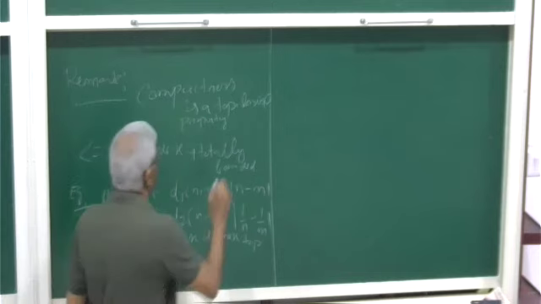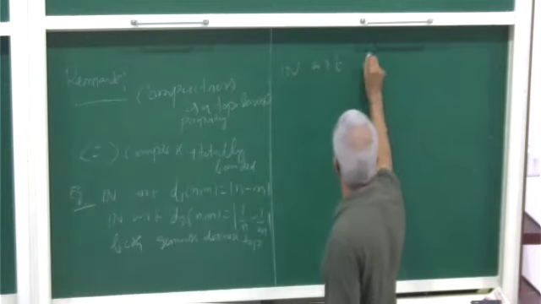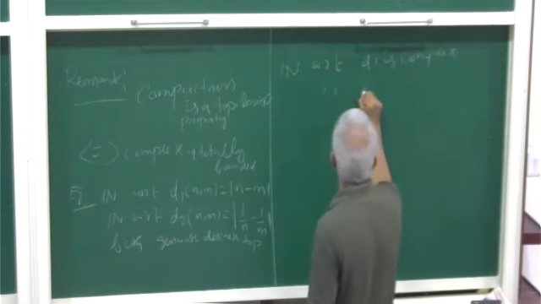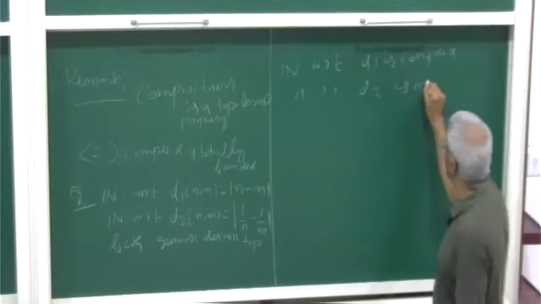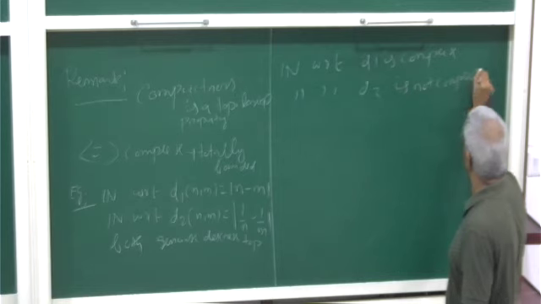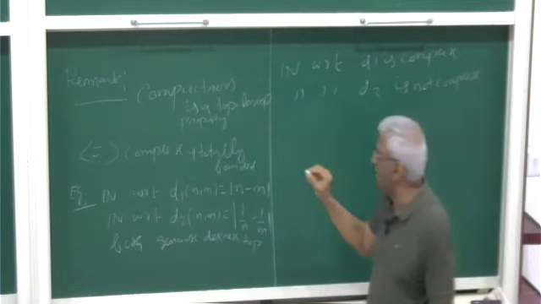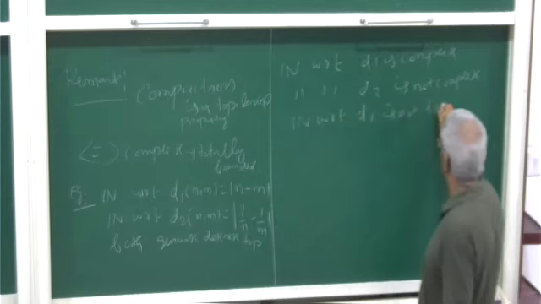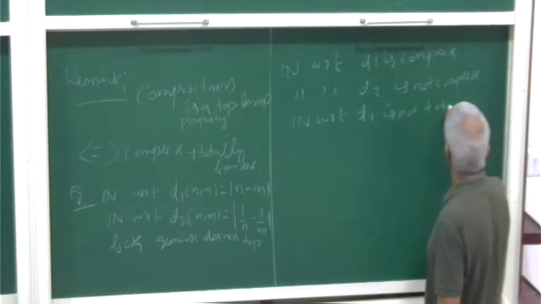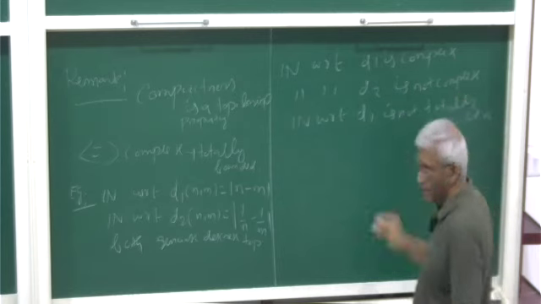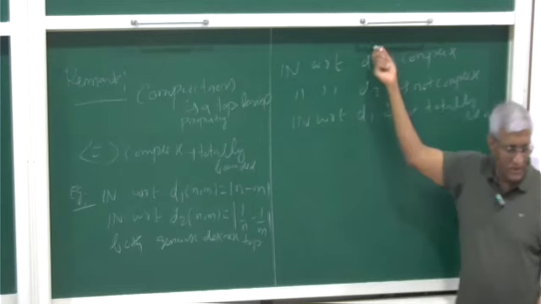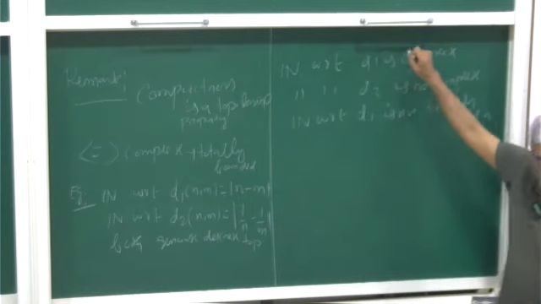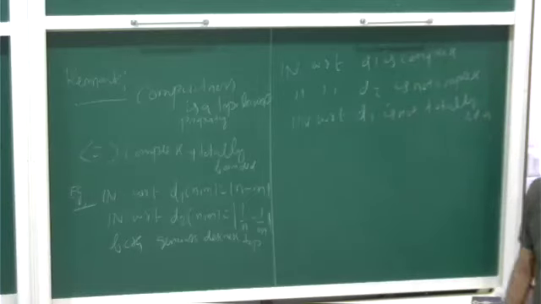But then N with respect to d1 is complete, and N with respect to d2 is not complete. We have seen this. On the other hand, N with respect to d1 is not totally bounded. That d1 is complete is clear, because a sequence is Cauchy if and only if it is eventually constant, which is equivalent to convergence.